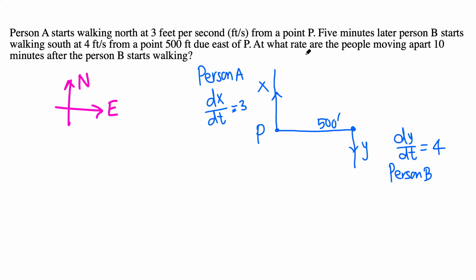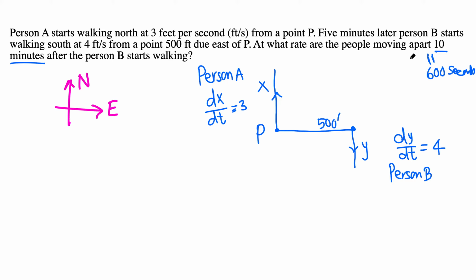At what rate are the people moving apart 10 minutes after? This rate is given in terms of feet per second, but this 10 minutes is same as 10 times 60 seconds, so that is in fact 600 seconds. Okay, 10 minutes is 600 seconds. That will be the case.